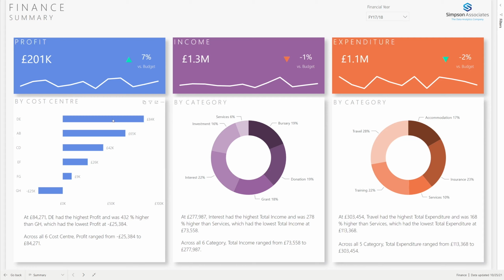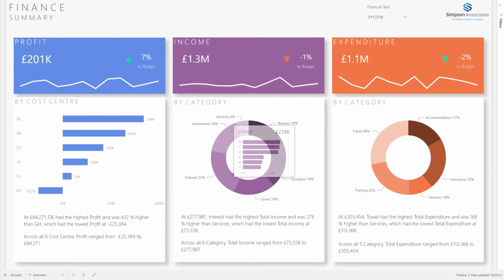And we can actually hover over each of these cost centers to see a tooltip that shows us a bit more information. So if I hover over the DE cost center, then I can see that was £84,000. And I can also see comparisons to budget for both income and expenditure. If I hover over the services category, then I see a breakdown by cost center for that particular category.